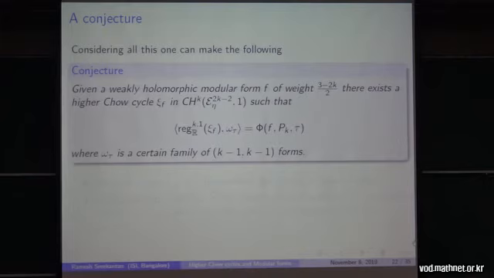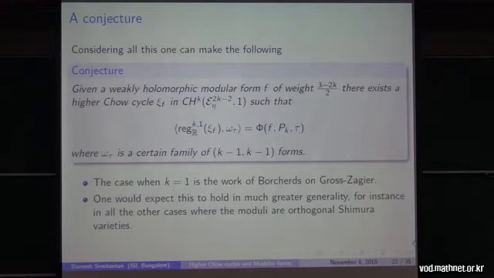The case of k equal to 1 is the work of Borcherds and Gross-Zagier. He shows that the log of some function is equal to this Borcherds lift. Of course, there's no reason to stick to the base being a modular curve. You can have the base being any orthogonal Shimura variety if you want. I mean, you can make the conjecture. So you expect this kind of thing.